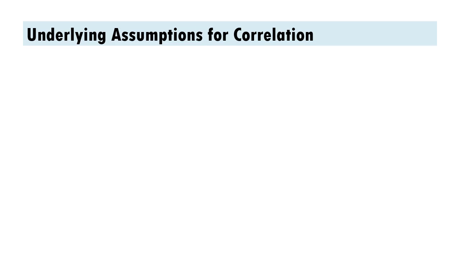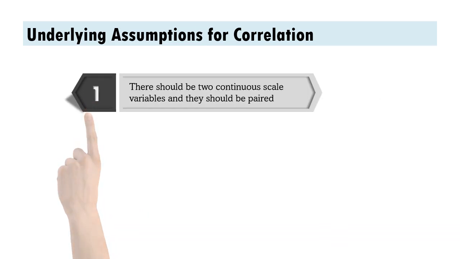Let's study the underlying assumptions for correlation. If we fulfill these assumptions, then we can apply this correlation. So the first assumption is there should be two continuous variable and it should be a paired value. What do we mean by paired value? Like if we want to see the association between the obesity and cholesterol, then the BMI and the cholesterol value should be of the same person. So this we call it as a paired value.